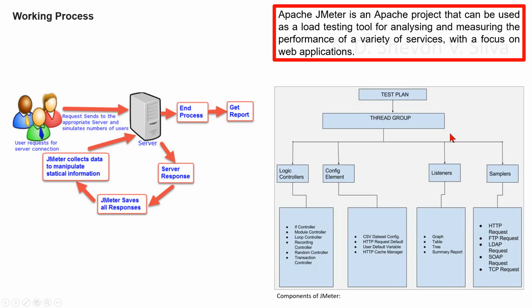It is very important to configure your thread group as per the test conditions. For example, if you want to test how a website behaves when 100 users hit it concurrently, you can set that in the thread group.